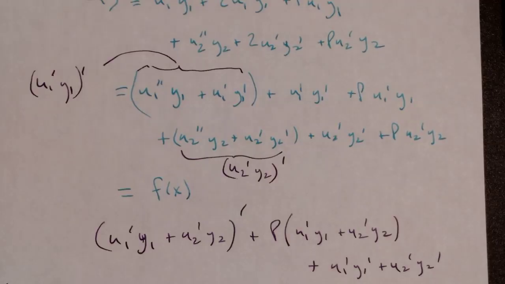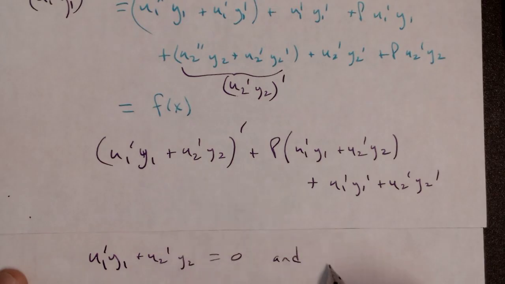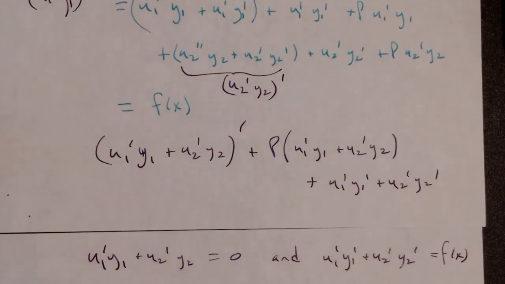I can really turn this into simultaneous equations. There's simultaneous equations that involve derivatives, but they're still simultaneous equations. u1 prime y1 plus u2 prime y2 equals 0, and u1 prime y1 prime plus u2 prime y2 prime equals f of x. If this thing were 0, it would cancel out in both of those places, and this would be f of x.